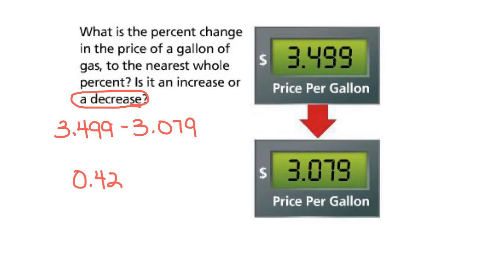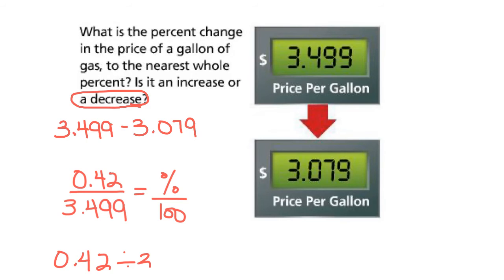And this is going to be the part, whereas I'm going to put it over my whole, and that's going to be my starting number, the 3.499, the number that came first. And I'm going to use this to find my percent. You can cross multiply this one, or you can remember that part divided by whole times 100 is equal to your percent. And I kind of like that second method.